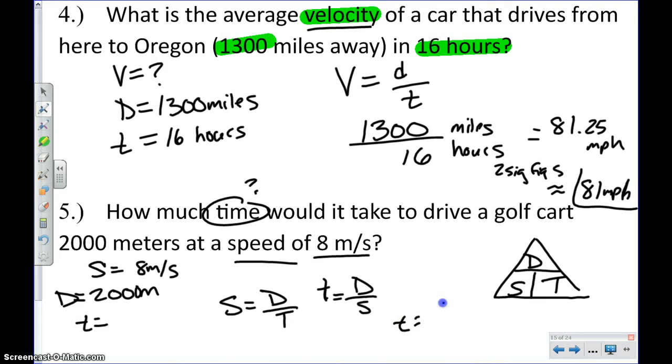T equals 2,000 divided by 8, which equals 250 seconds. So that is my answer there, 250 seconds.